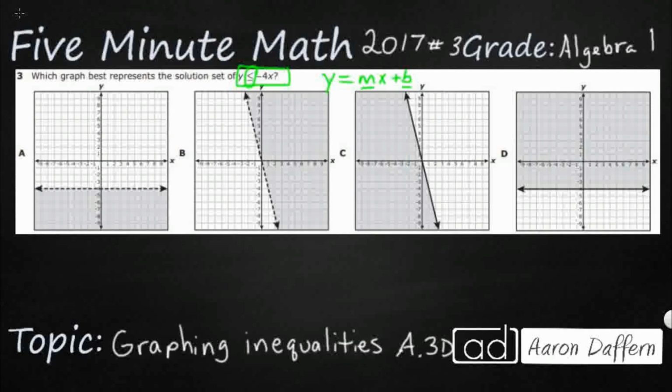Now, sometimes we'll get these graphs and it'll be in our standard form, and if we ever see it in the standard form, like ax plus by is equal to c, and they replace that with less than or something like that, you need to switch it into slope-intercept form. But we've already got it in slope-intercept form, so we're good to go. Notice there is no intercept.